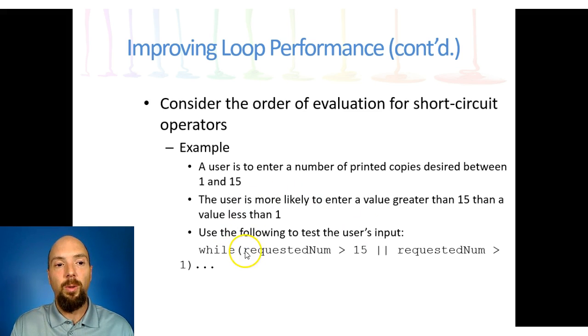So what will happen is it'll evaluate this one. Let's say they put in a number of 5. I want 5 copies. Alright, so I put 5 in. Is 5 greater than 15? No. So then it has to evaluate this. And by doing this, we're simply telling it that we're going to evaluate some number that may not occur very often. This one's much more likely, so let's put this one first.